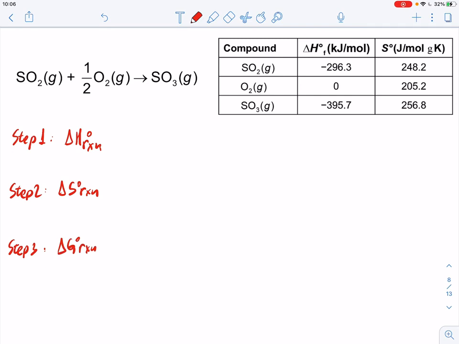So in this particular case, the enthalpy of reaction is going to be enthalpy of formation of SO3 minus enthalpy of formation of SO2 minus 1/2 enthalpy of formation of oxygen, which is 0.